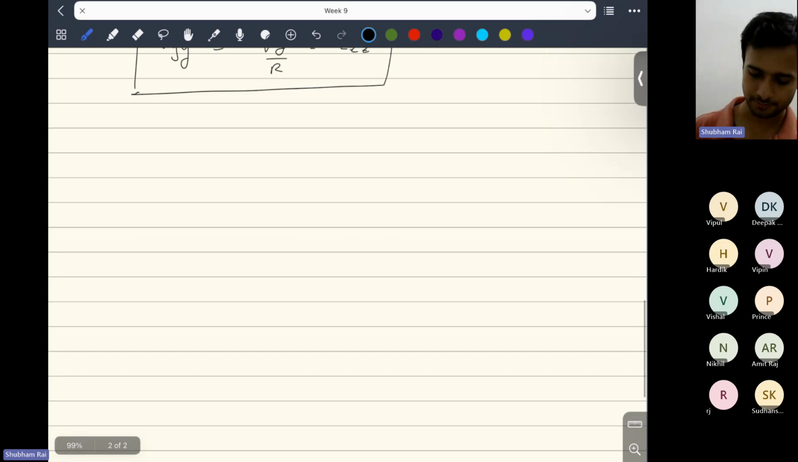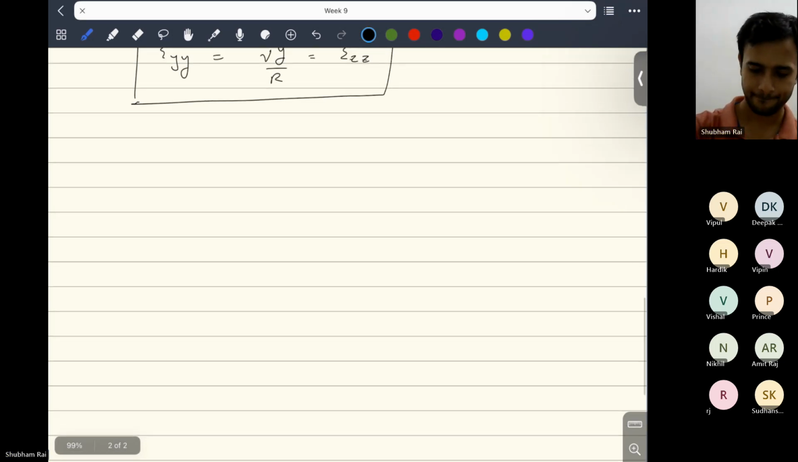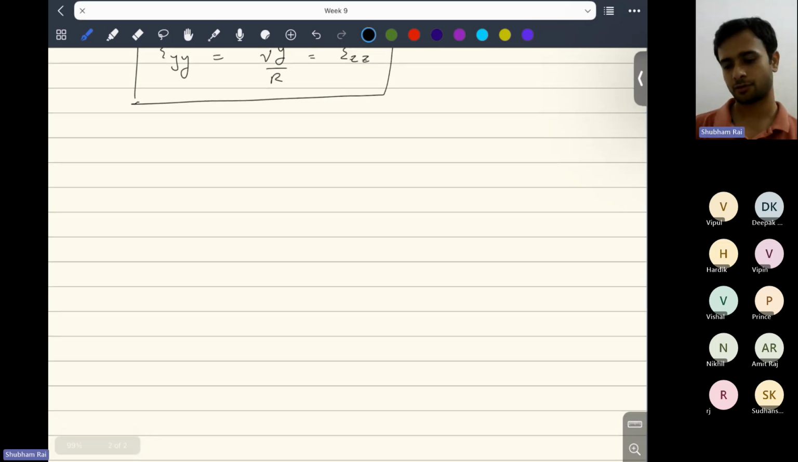Moving ahead. So this was all related to pure bending. Now moving on to bending where the bending moment can vary across the length of the beam.